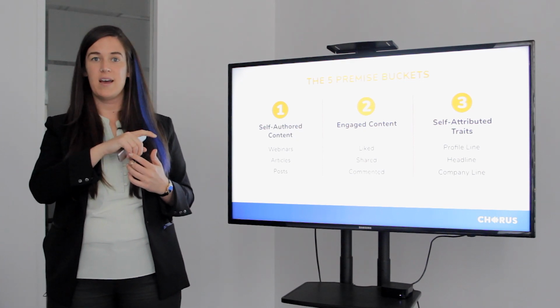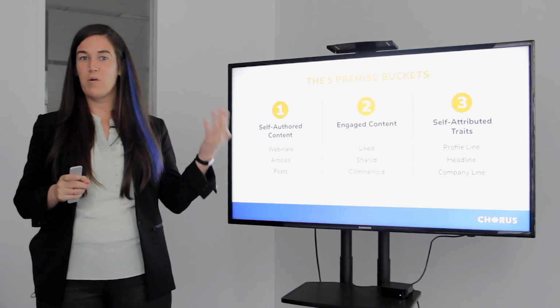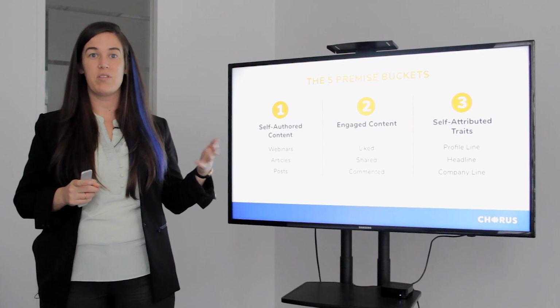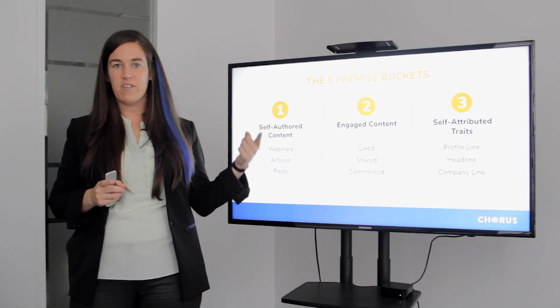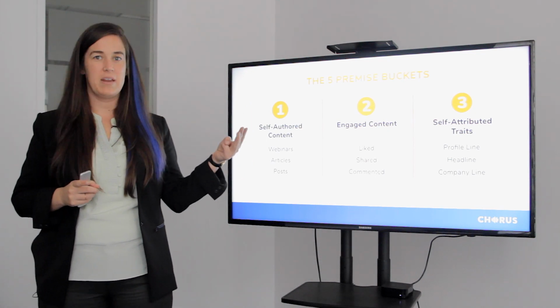Sometimes people put the website, but then oftentimes they put their quota attainment or things that matter to them or things that they're up to over the company. So the 3 places that you can find that are profile line, headline, and company line.